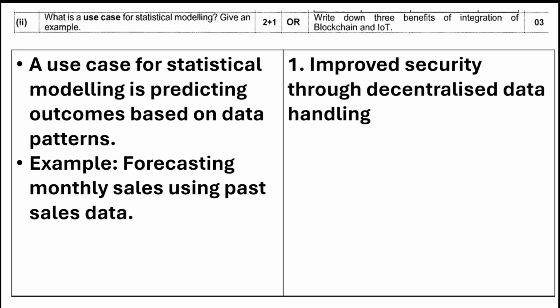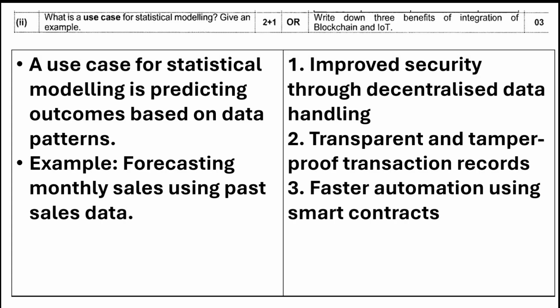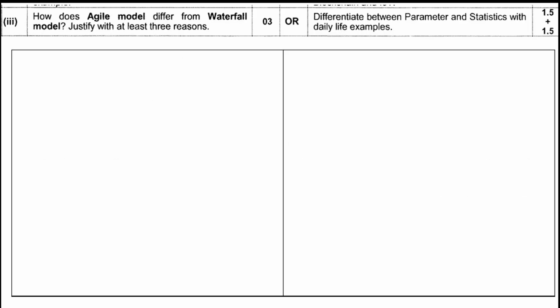Write down three benefits of integration of blockchain and IoT. Number one is improved security through decentralized data handling. Number two is transparent and tamper-proof transaction records. And number three is faster automation using smart contracts. Okay, we'll move to the next question.